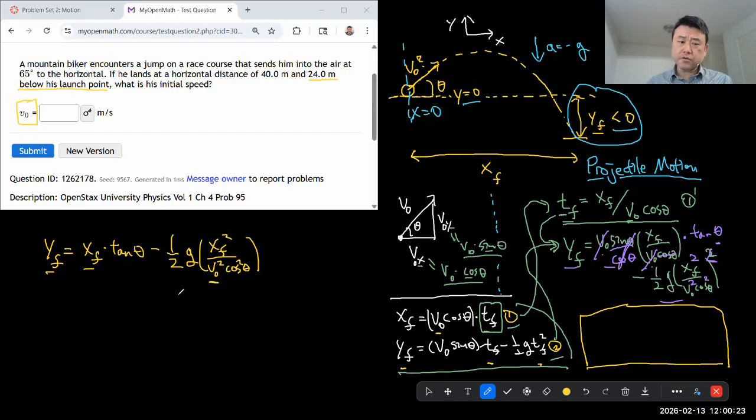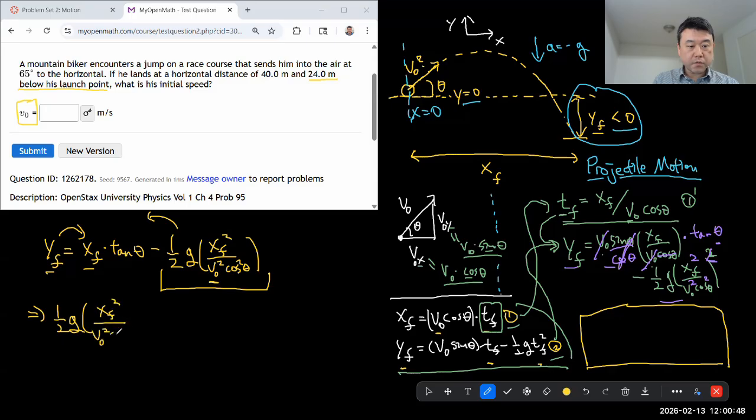So I got this. I think the first thing to do is I want to isolate this whole block of expression on its own. That way I can see what else I need to do next. I don't like this minus sign, so I'm going to move this over to the left hand side, and move that over to the right hand side. After doing that one step, I'll have 1/2 g x final squared over v naught squared cosine squared theta is equal to x final times tangent theta, that hasn't changed, and minus y final.